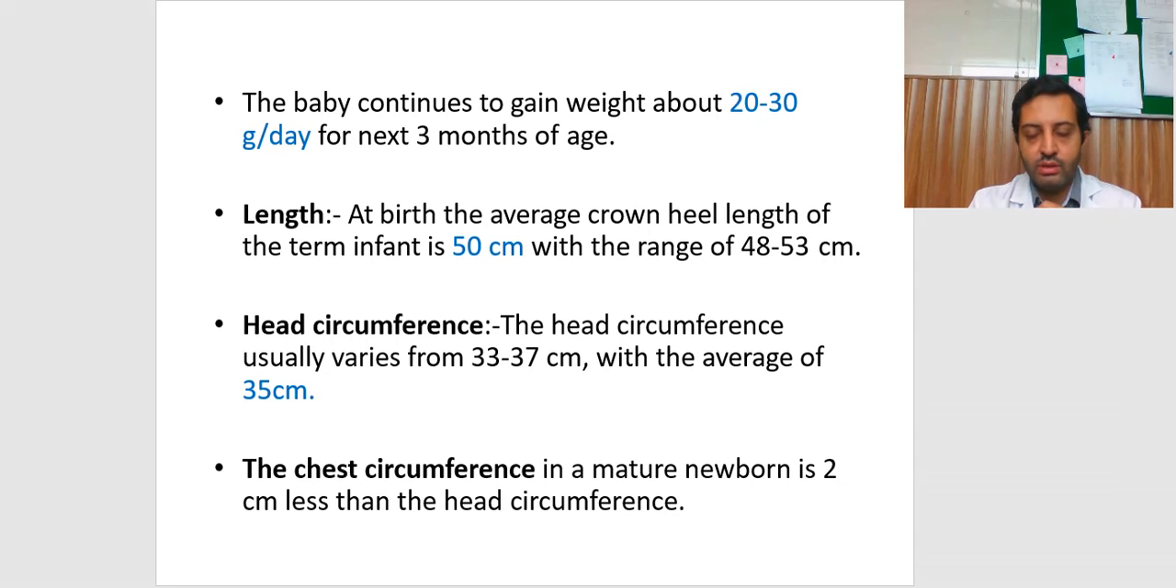The average weight gain of a newborn baby is up to 30 grams per day. So this is the average gain of a newborn baby if the feeding is optimal.